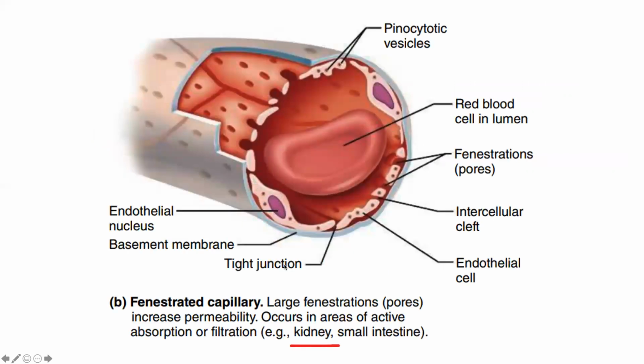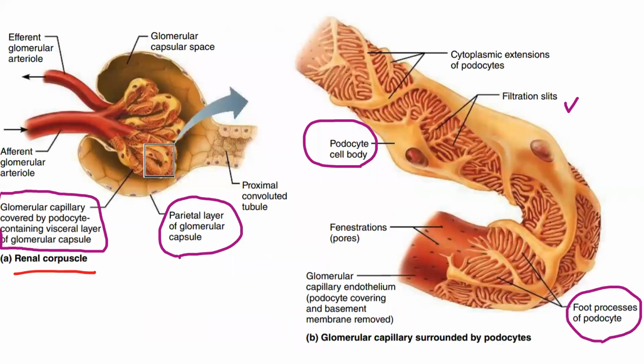So if you remember the 3 types of capillaries, they are continuous, fenestrated, and the sinusoidal capillaries. In the kidneys, renal glomerular capillaries are made of fenestrated capillaries. So now we have created a Bowman's capsule.